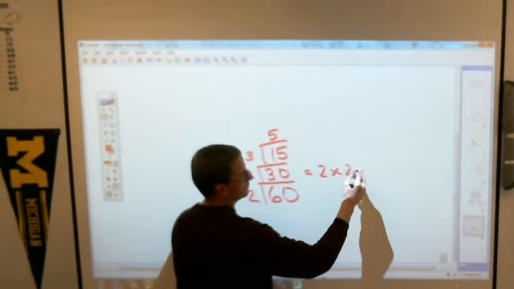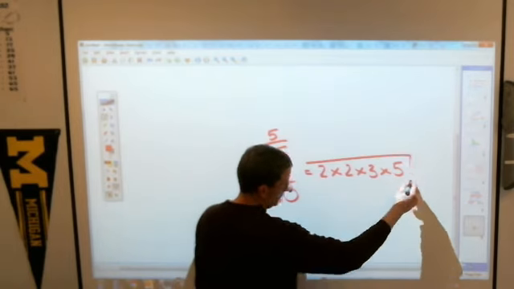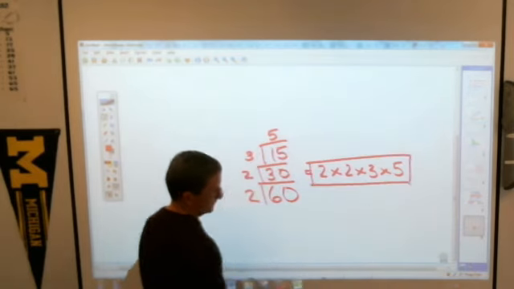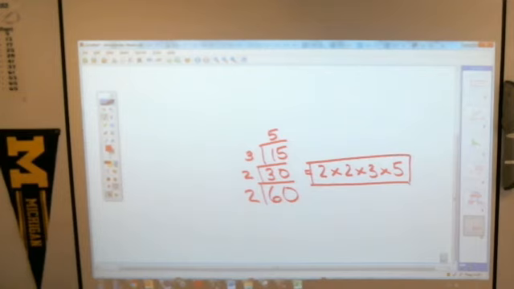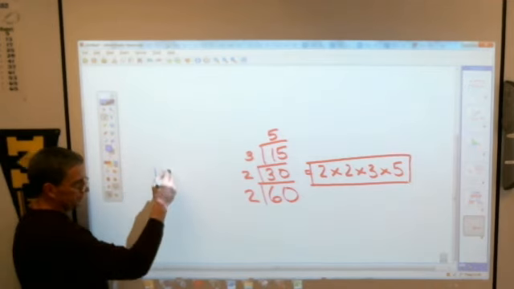2 times 2 times 3 times 5. That is the prime factorization of 60. Tree thing and division by prime. Is there another one in here? Let's look and see. It doesn't appear to do anything too crazy. Oh, how about this one? Let's go harder. 125.